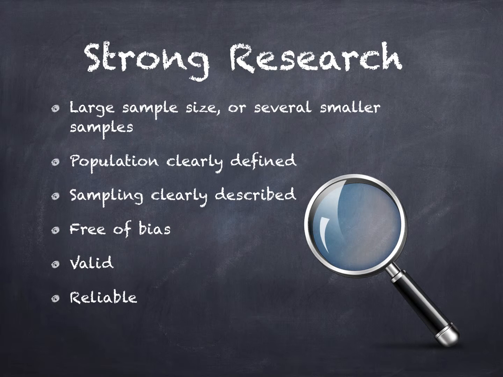You need to make sure that in a research paper the population is clearly defined. The sampling is clearly described, meaning who they did the study on. You want to make sure that research is free of bias, that the researcher isn't leaning a certain way because of their own beliefs. And you want to make sure that the research is valid and reliable. And we'll talk about those in a couple slides.